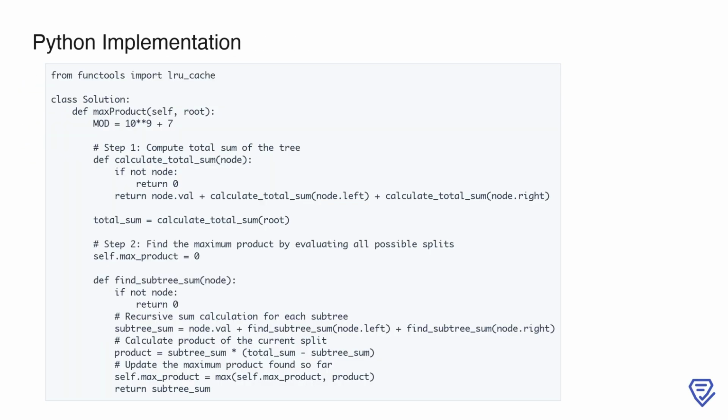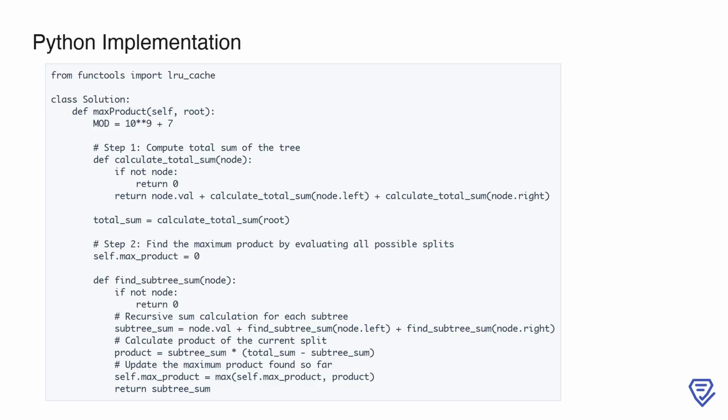Here, we start by importing the lru_cache decorator from the functools module, though it's not explicitly used in this implementation. The goal of our function is to find the maximum product of the sums of two subtrees after splitting a binary tree. Inside the solution class, we define the maxProduct method, which takes the root of the binary tree as input. To handle large numbers, we use a modulo value, 10 to the power of 9 plus 7, which ensures our result remains within bounds.